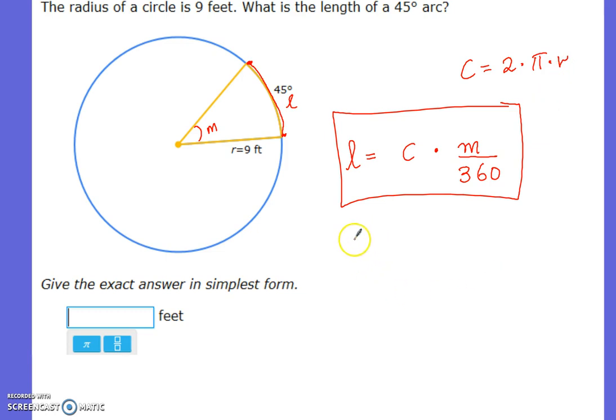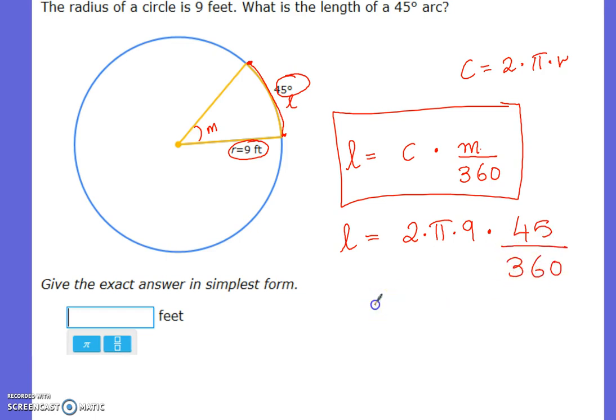In this case, to find L, they gave you that the radius is 9. So you would do 2 times pi times 9 times, instead of m, you plug in the measure of the angle, which is 45, divided by 360. Now put all these numbers in the calculator. I would put 2, 9 and 45, the numerator numbers, first: 2 times 9 times 45 divided by 360, and leave the pi in the end.